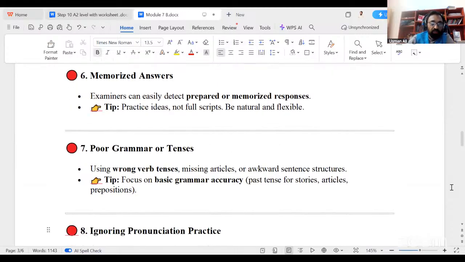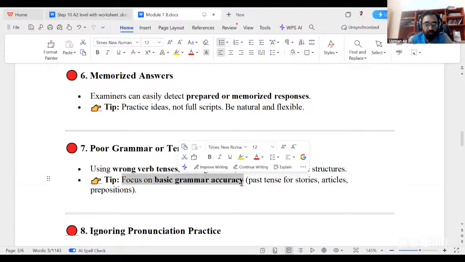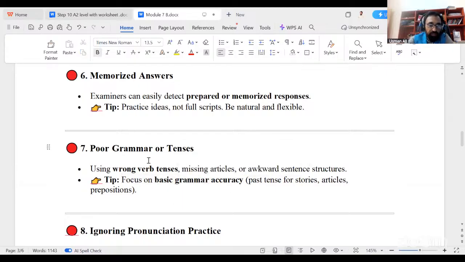Number seven, poor grammar or tenses. Using wrong verb tenses, missing articles, or awkward sentence structures. Focus on basic grammar accuracy. Some of the students use wrong verb tenses, they miss articles, and have structures that are quite awkward. So you have to avoid these sorts of mistakes. You should not use poor grammar. You should not use poor structure of the tenses.